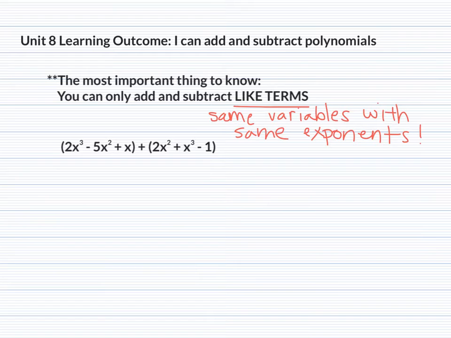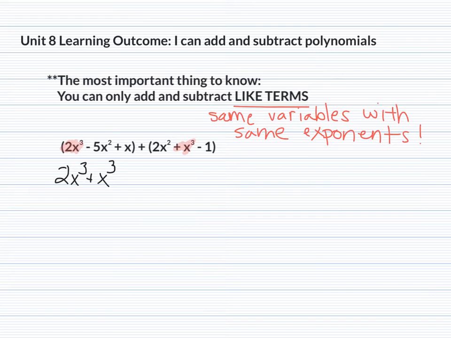As we do that, I'm going to take the strategy of writing terms next to each other. All right, so this is an adding problem, 2x to the third minus 5x squared plus x plus the quantity 2x to the second plus x to the third minus 1. So first I'm going to look for the biggest exponent that I see. The biggest exponent I see is 2x to the third. Okay, and over here I see a plus x to the third. So I'm going to rewrite my problem with those like terms next to each other. 2x to the third plus x to the third.